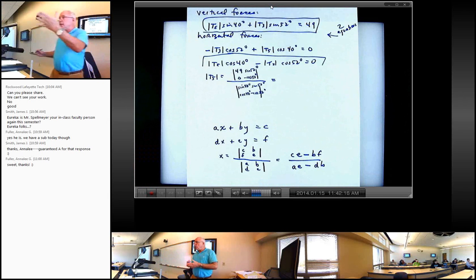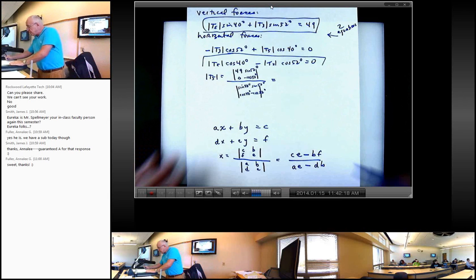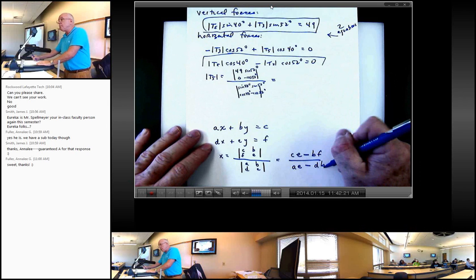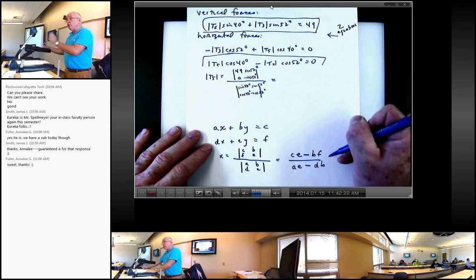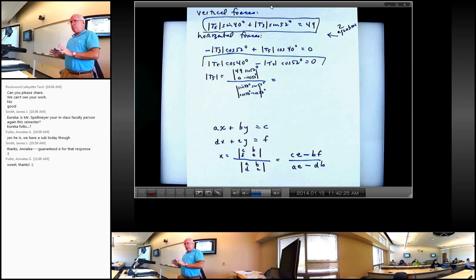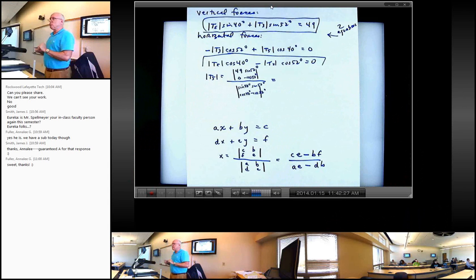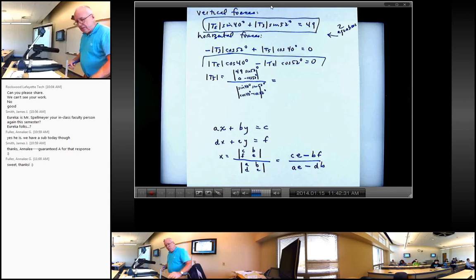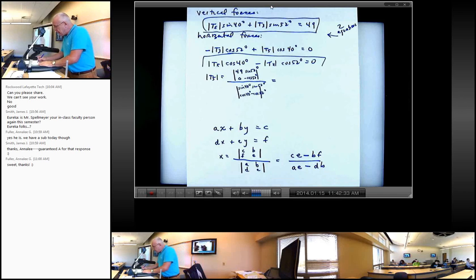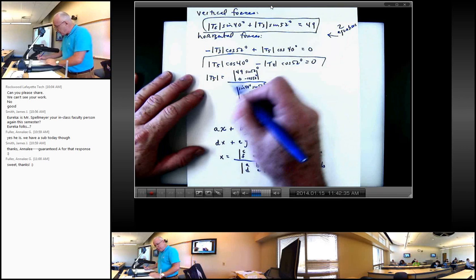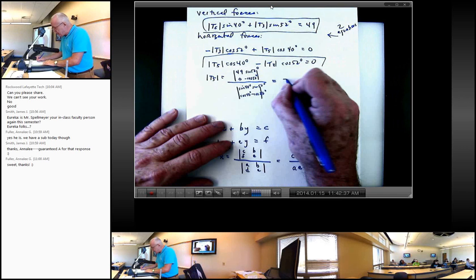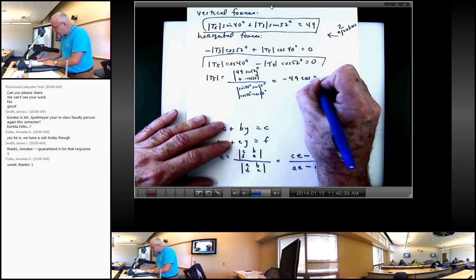So what you get here then, Cassandra, is a number on top and a number on the bottom for your X. And you do a similar thing for the Y. Right? So that's Cramer's rule in 2 minutes. What you end up getting with this, we multiply the bottom minus the top. What I'm going to get here is minus 49 times the cosine of 52.